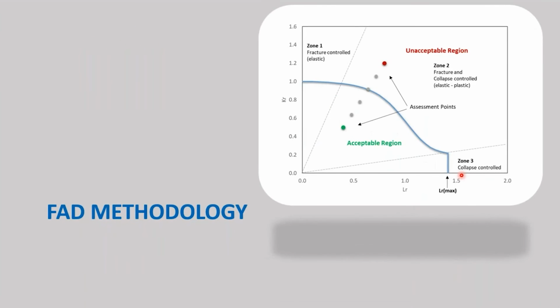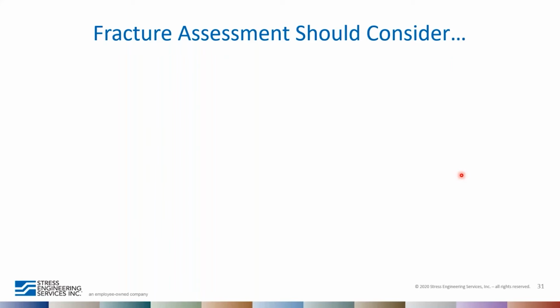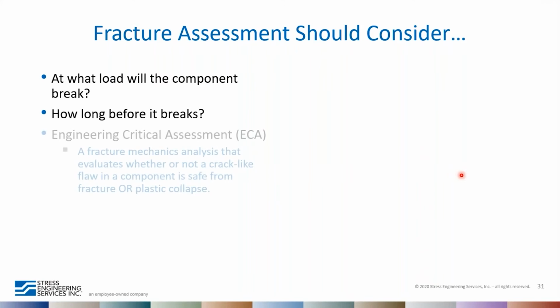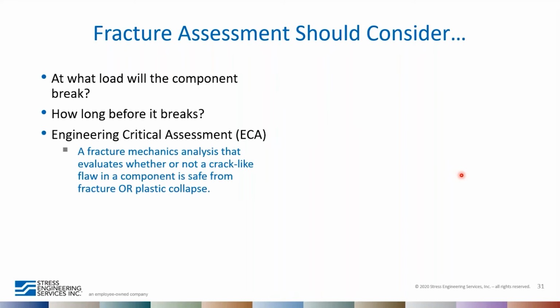Okay, so let's talk about the failure assessment diagram methodology. So a good fracture assessment methodology should consider questions such as, at what load will the component break? Because that's what we're trying to design for. It should consider a question of, how long will it take before it breaks if it's in cyclic service. And so we often hear of the term engineering criticality assessment, which is a fracture mechanics analysis that evaluates whether or not the component with a crack-like flaw in it is safe from fracture, but also from plastic collapse. So it considers both of those terms.